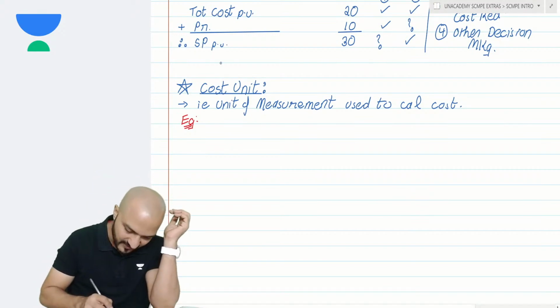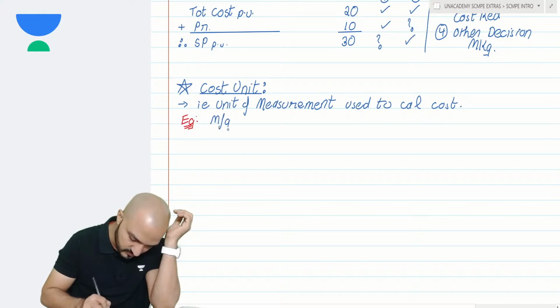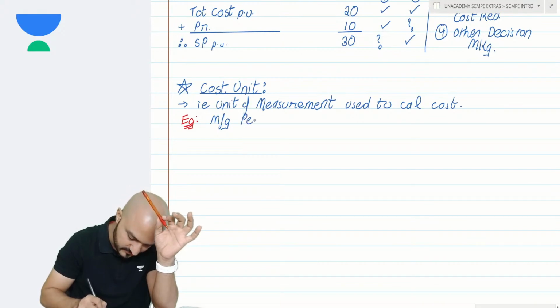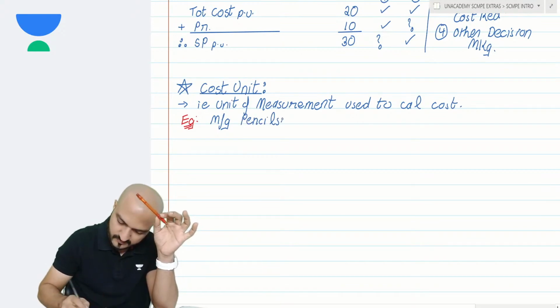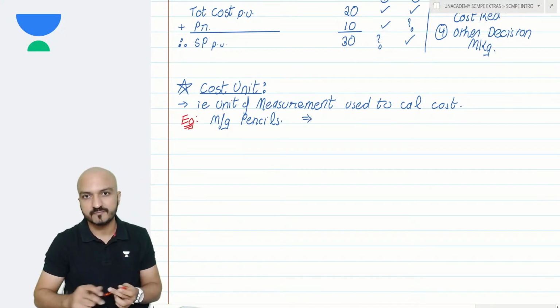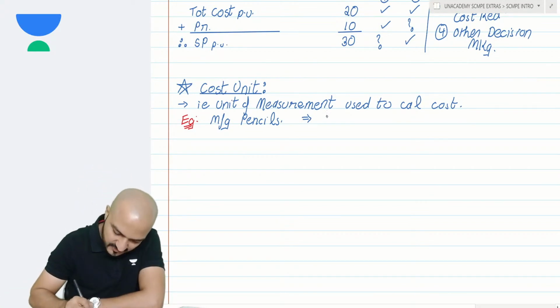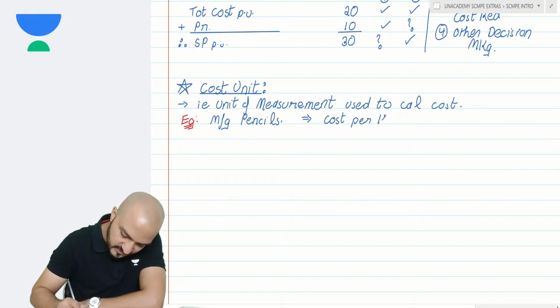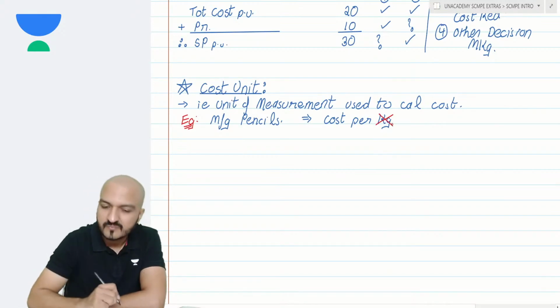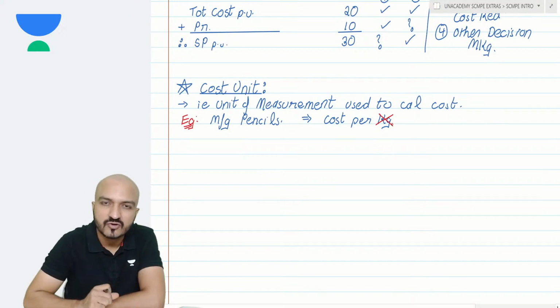For example, say if I am manufacturing these pencils, then what will be my cost unit? My cost will be calculated for what? How will I calculate cost? Will I calculate my cost in terms of per kg? Can I calculate cost in terms of per kg? Obviously not. What should be my method of calculating a cost? Come on, you tell me.